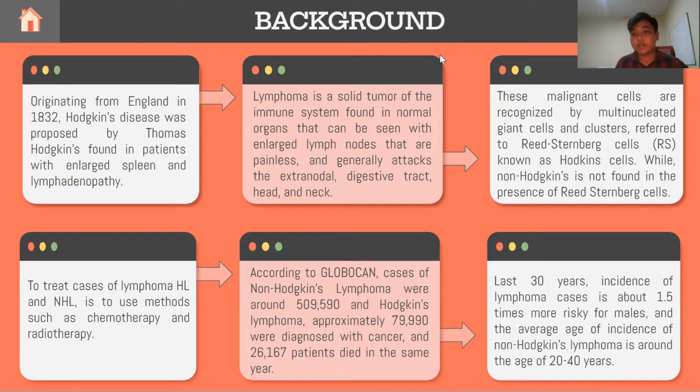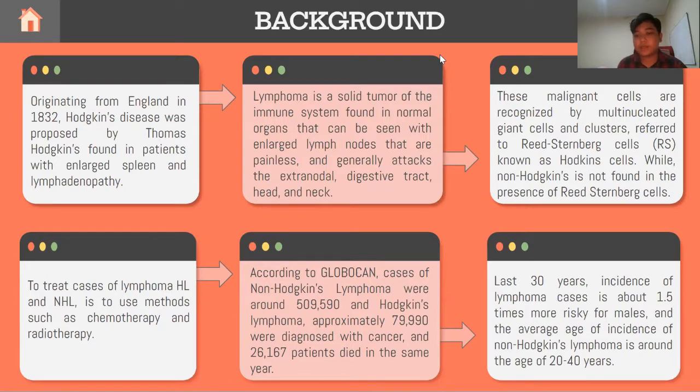These lymphoma cells are characterized by multinucleate giant cells and clusters, referred to as Reed-Sternberg cells or RS, known as Hodgkin cells, while non-Hodgkin is not found in the presence of Hodgkin cells. To treat cases of Hodgkin and non-Hodgkin lymphoma, methods such as chemotherapy and radiotherapy are used. According to Globocan, the cases of non-Hodgkin lymphoma were around 5,000, and Hodgkin lymphoma less than 80,000 were diagnosed with cancer, and 26,000 patients died in the same year.